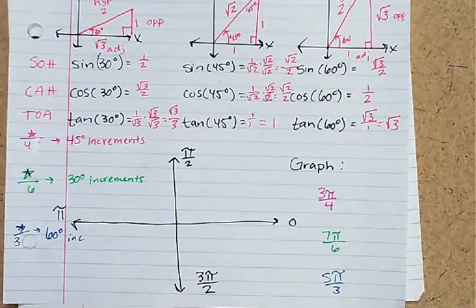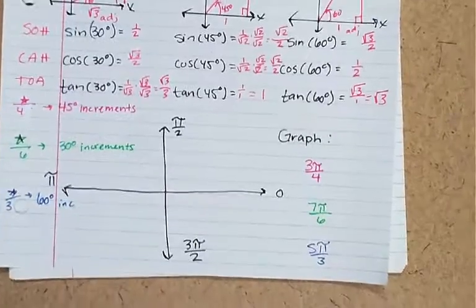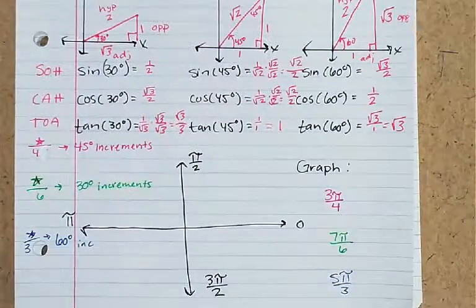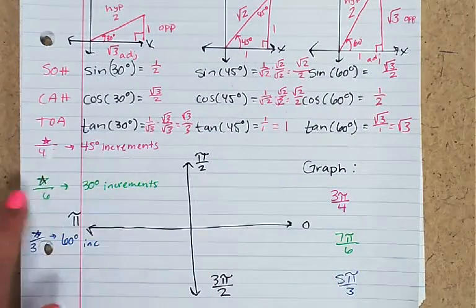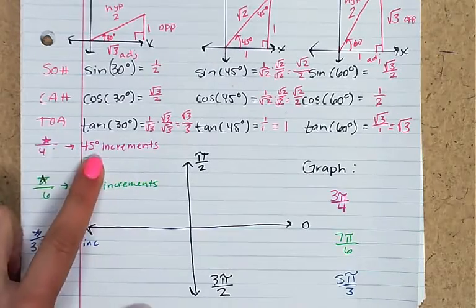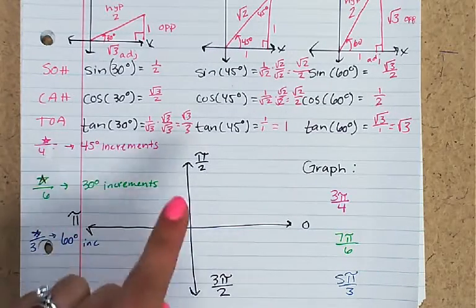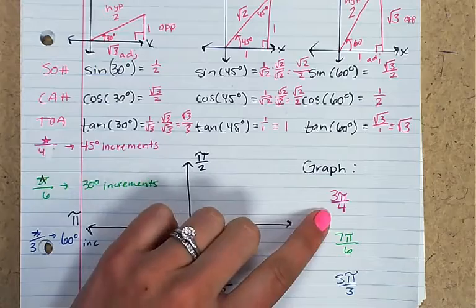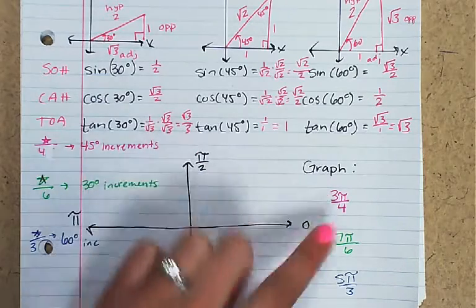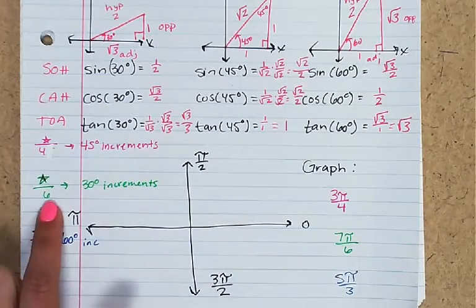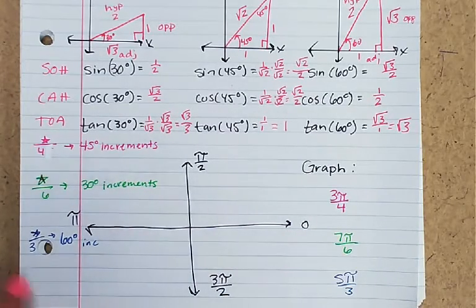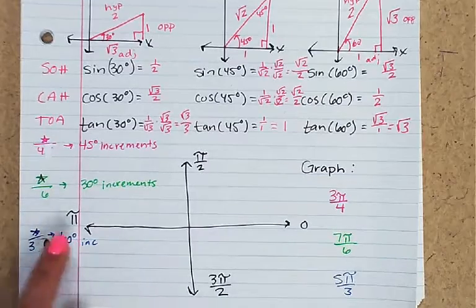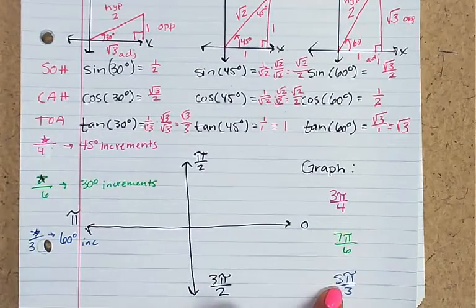Okay, so now let's talk about what happens if they ask you to find the sine of 3 pi over 4, if they do it in radians. So just as a heads up, if your fraction in radians is over 4, that means you're moving around the graph in 45-degree increments. And the numerator will tell you how many 45-degree increments you need. So this one, I need 3 45-degree increments. If you're dividing by 6, those are 30-degree increments. So this means I need 7 30-degree increments. And if you're dividing by 3, you're moving in 60 degrees. So this would be 5 60-degree increments.